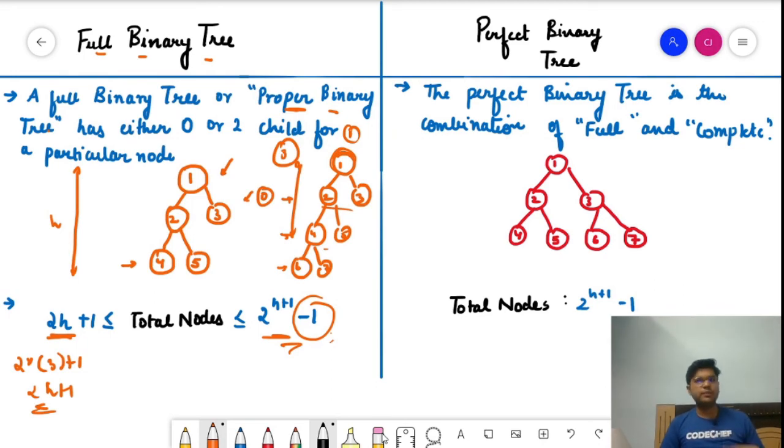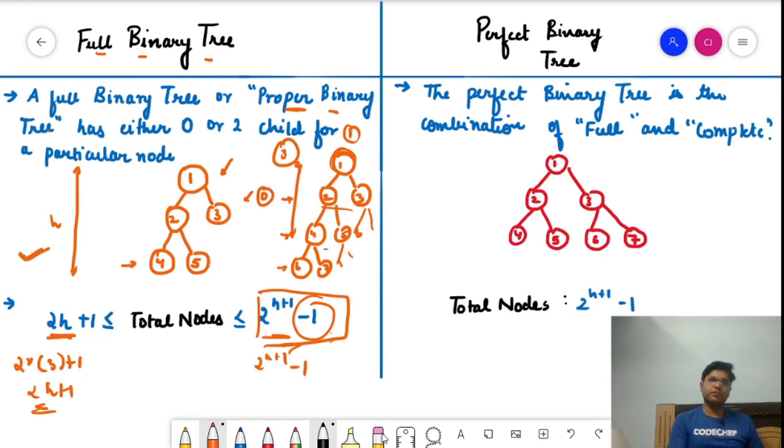And what will be the maximum number of nodes? Since each node can have 2 children at max, we'll consider all the nodes present at a single level having 2 children. This also has 2 children and this also has 2 children. In that case, as we have seen in the complete binary tree, the maximum possible is 2 to the power h plus 1 minus 1 by the geometric series formula. So we have come to the conclusion for the full binary tree that the total number of nodes ranges from 2h plus 1 till 2 to the power h plus 1 minus 1.